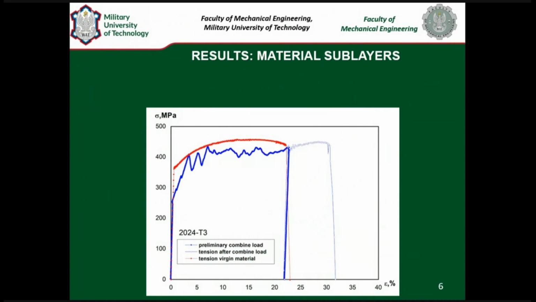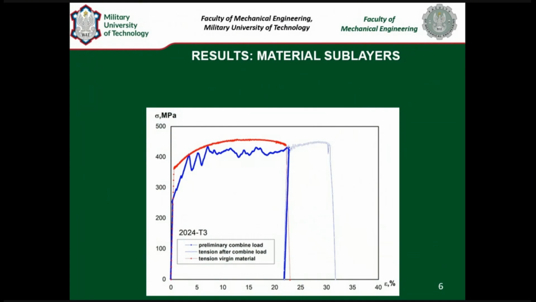For example, I present the change of stress depending on deformation. The red line is the normal tension test. The blue line is the one with the additional force impulse. This area is a non-stationary deformation of a local volume of the specimen. And this is the next tension loading of the specimen after preliminary combined load.